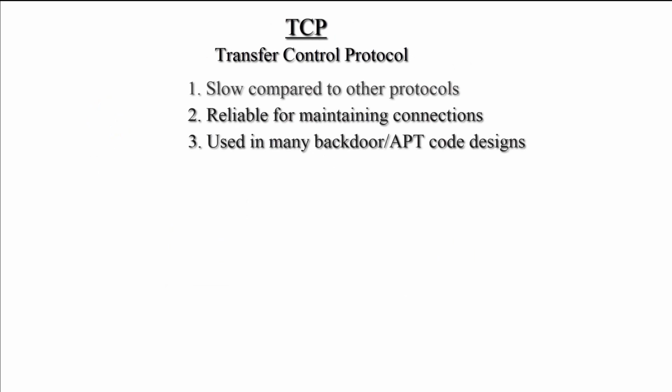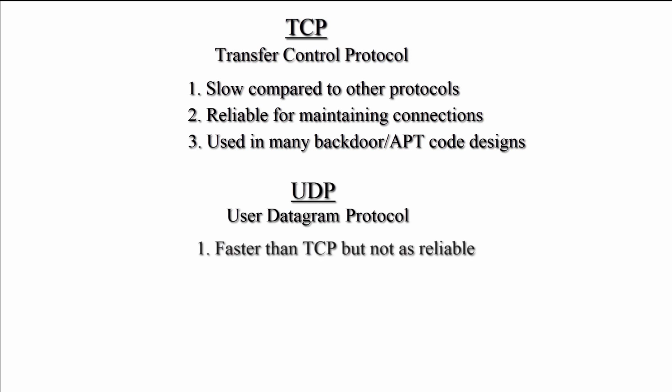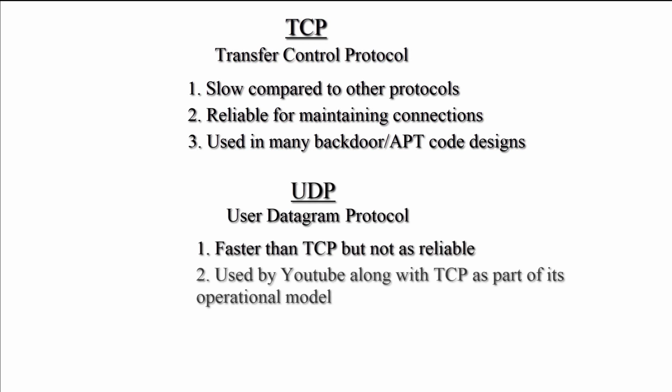TCP, or Transmission Control Protocol, is one of two primary types of connections. TCP is slower but more reliable with regards to maintaining a connection. Another connection type, User Datagram Protocol, or UDP, is faster but not as reliable as TCP. YouTube makes use of UDP in part of its operational model. Netflix and Amazon Video use TCP.